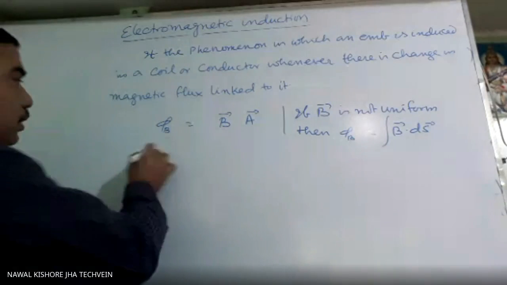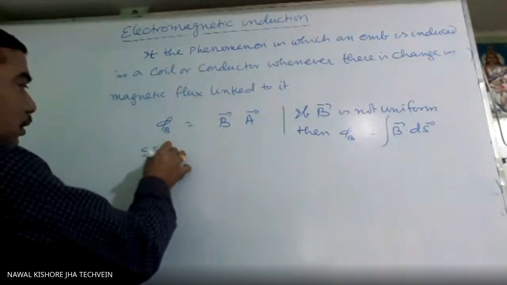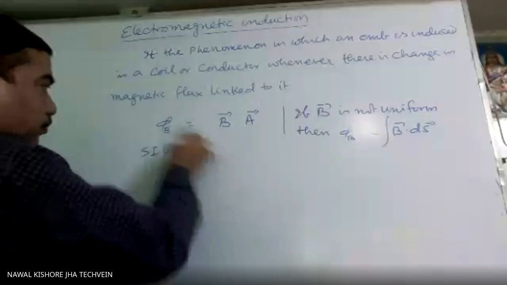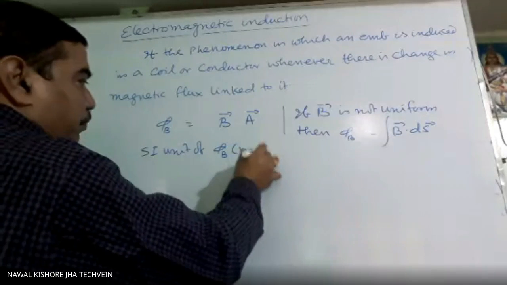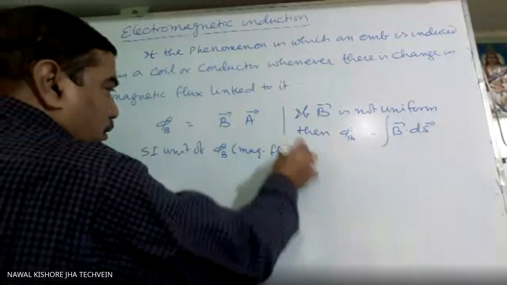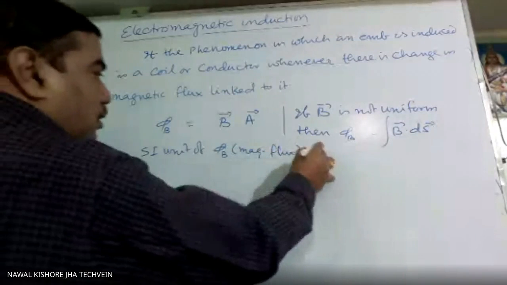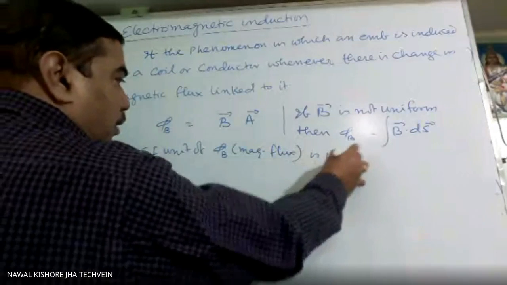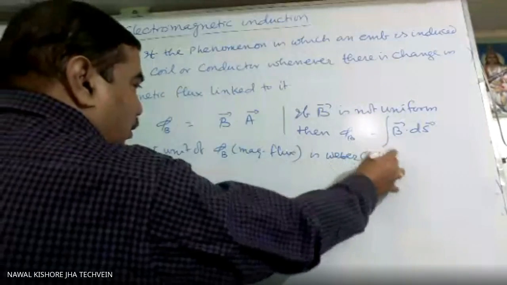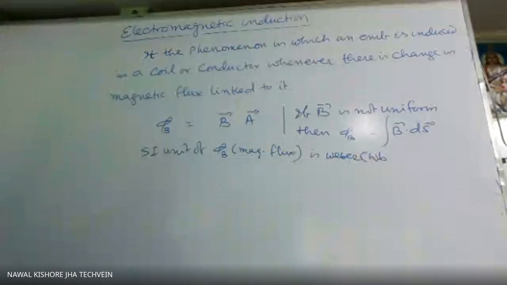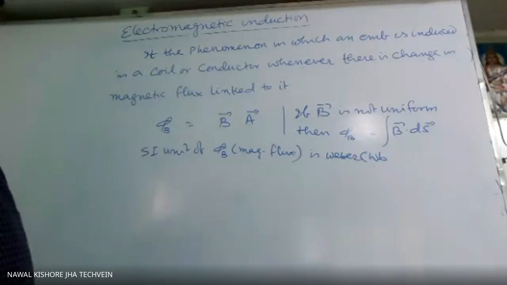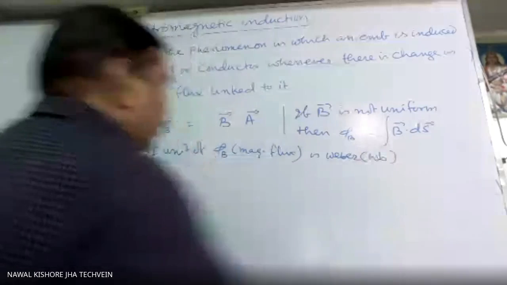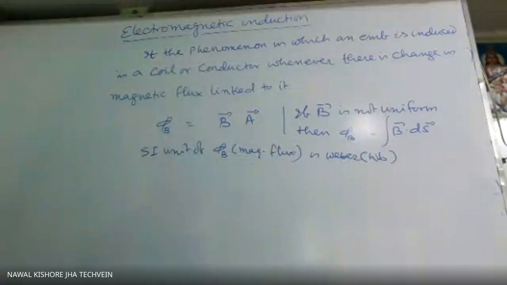So, what is the unit? The SI unit of flux, phi B, we say magnetic flux, is Weber. That's why the magnetic field unit is Weber per meter square. So Weber is the unit of magnetic flux.